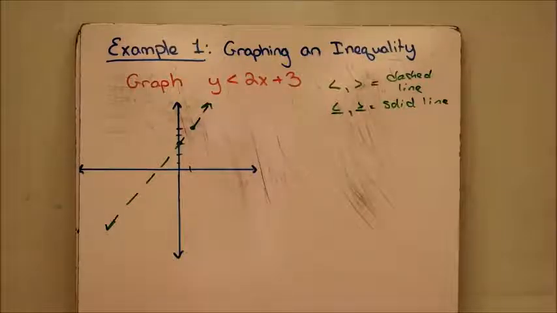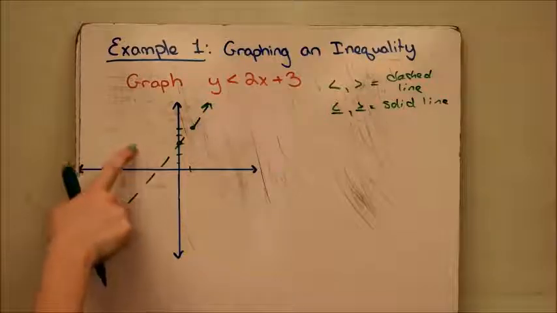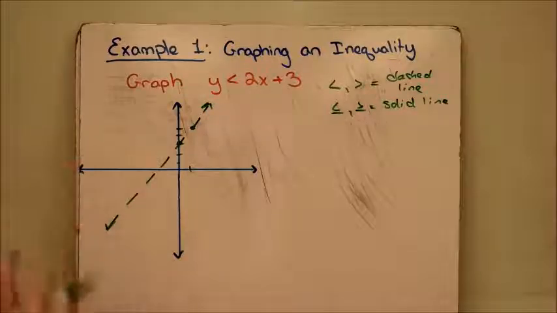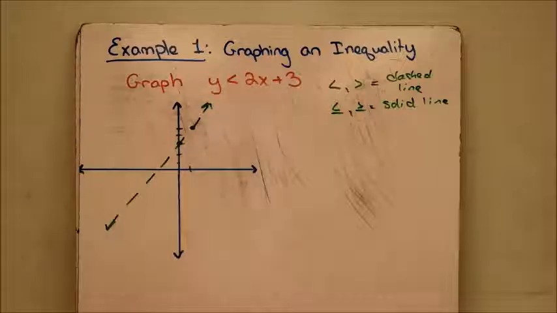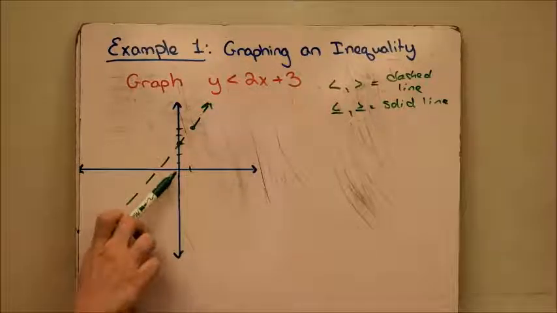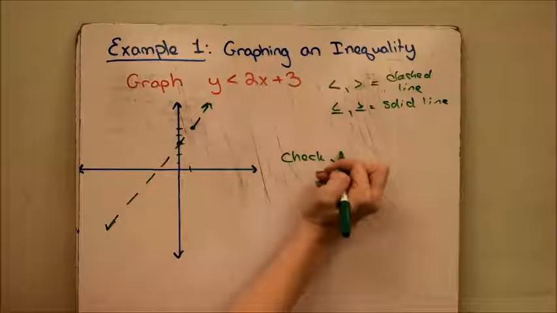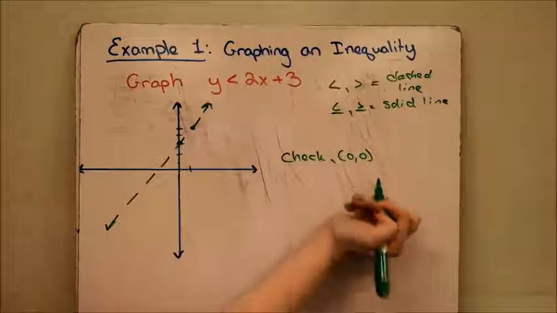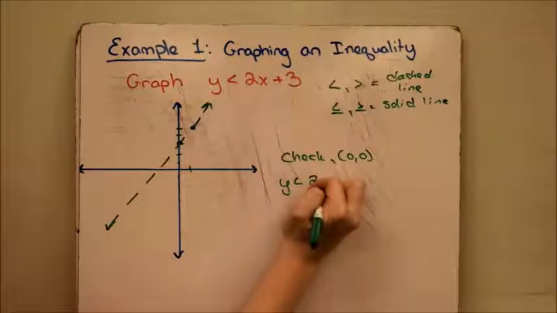We need to figure out which side of our boundary line is going to be our shaded region, which side of our inequality is true. The easiest way to do that is to pick a point anywhere on this coordinate plane, plug it back into your original inequality, and check to see if it's true. I always like to choose the origin, 0, 0. I just think it's easy to check. So again, it's y is less than 2x plus 3.